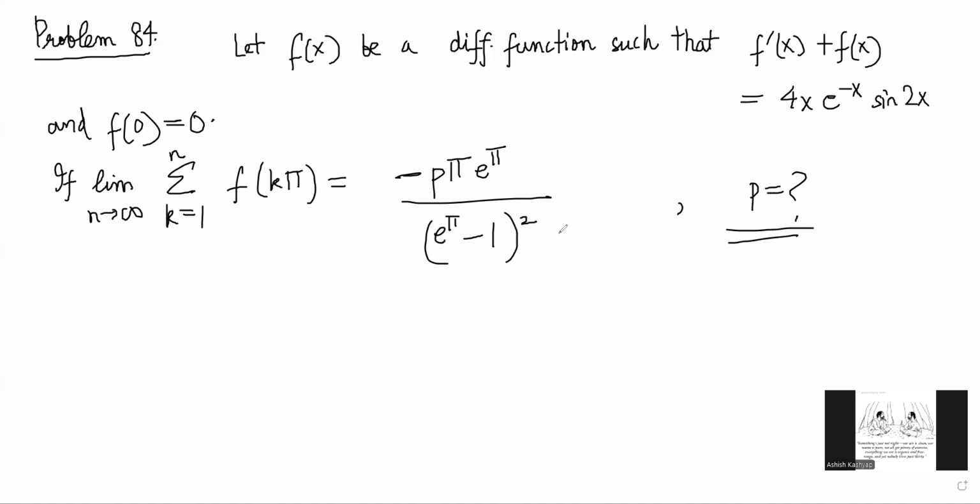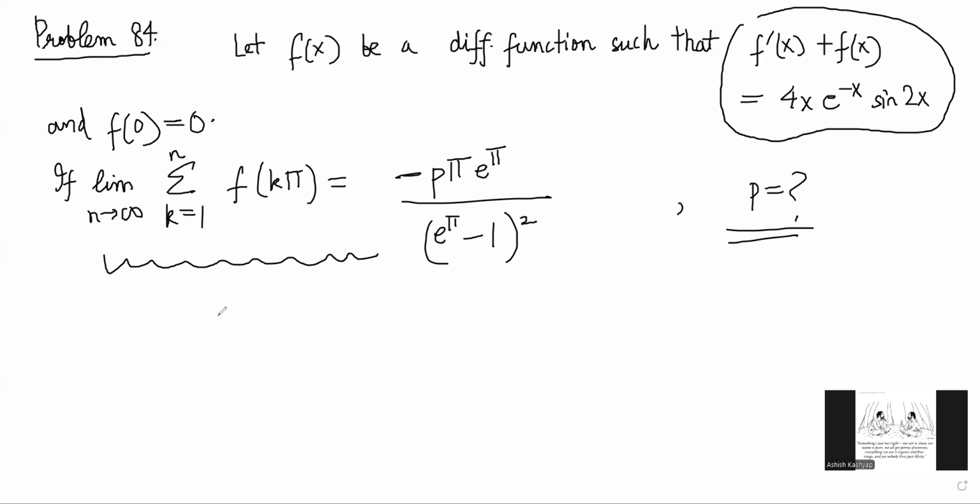So obviously, the only way we can find this summation is if we can figure out what our f(x) is. This is a pretty easy differential equation to solve. It is in the standard linear differential equation form: f'(x) + f(x) = 4x e^(-x) sin 2x. So all we have to do is use an integrating factor. The integrating factor would be e to the power integral of 1 dx, so the integrating factor will be e^x.